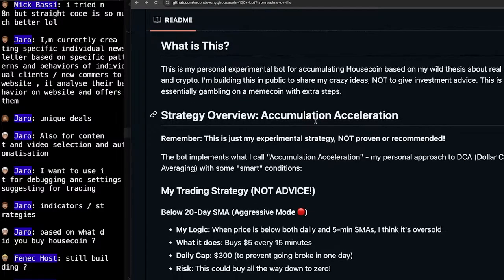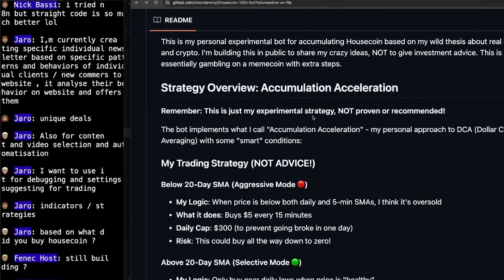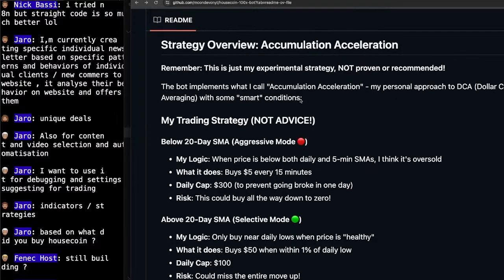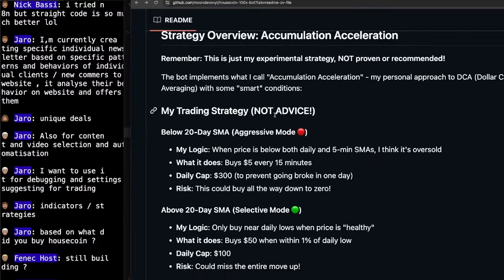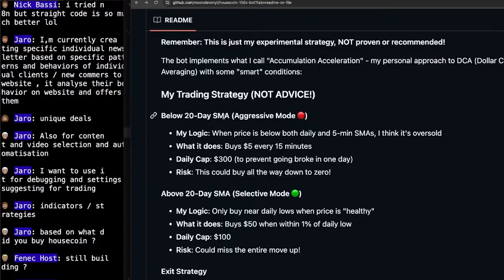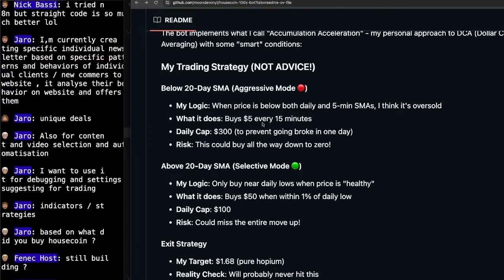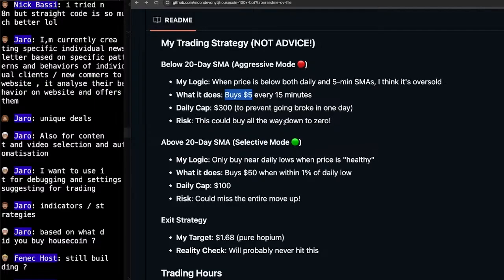Strategy overview, accumulation acceleration. Remember, this is my experimental strategy, not proven or recommended. The bot implements what I call accumulation acceleration, my personal approach to DCA, dollar cost averaging, with some smart conditions. My trading strategy, below the 20-day SMA, aggressive mode. My logic: when price is below both the daily and 5-minute SMAs, I think it's oversold. What it does: it buys $5 every 15 minutes, with a daily cap.